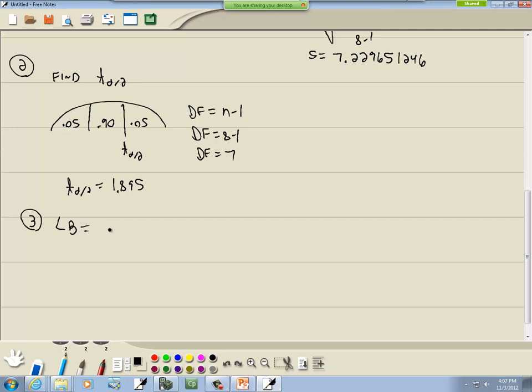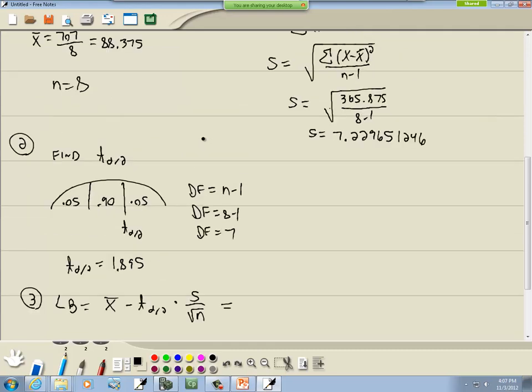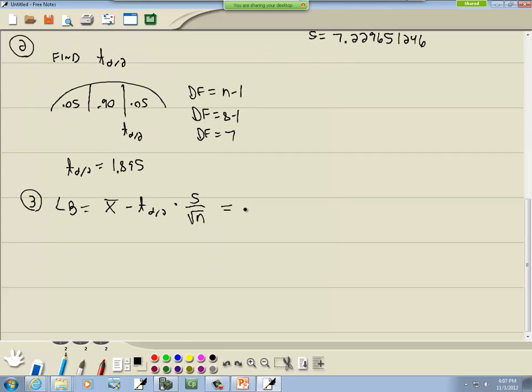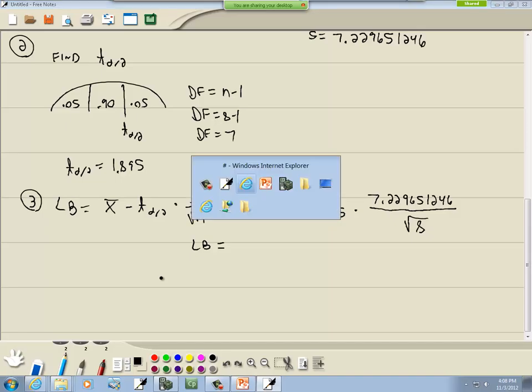So our lower bound is going to be X bar minus our critical value times S divided by the square root of N. What was X bar? X bar was 88.375. So 88.375 minus our critical value, which we just said was 1.895, times S, which is 7.229651246, divided by the square root of N, and N was 8. So lower bound is going to equal something.